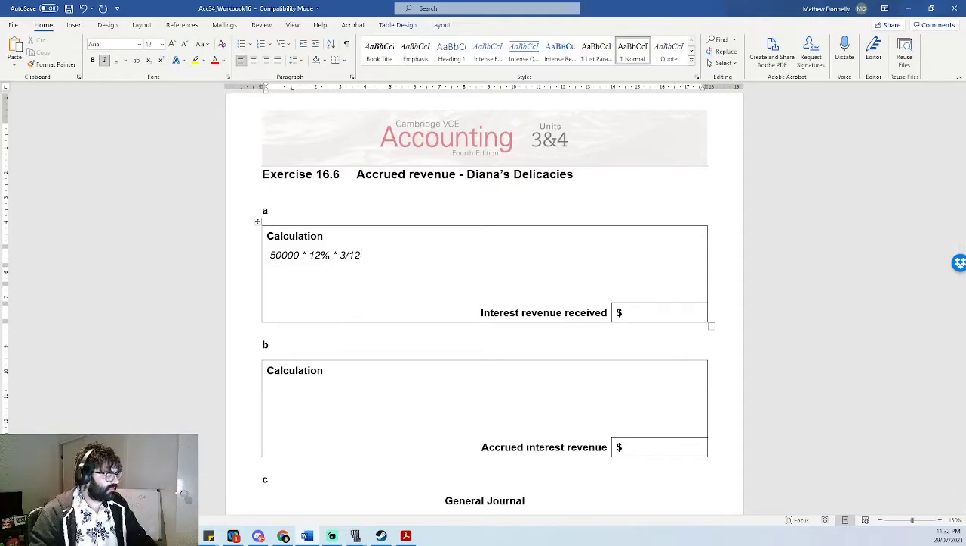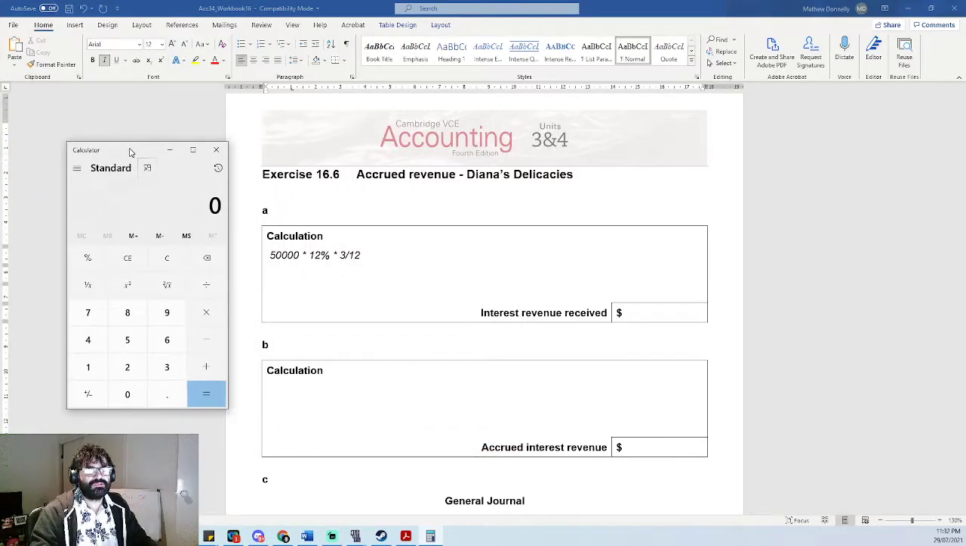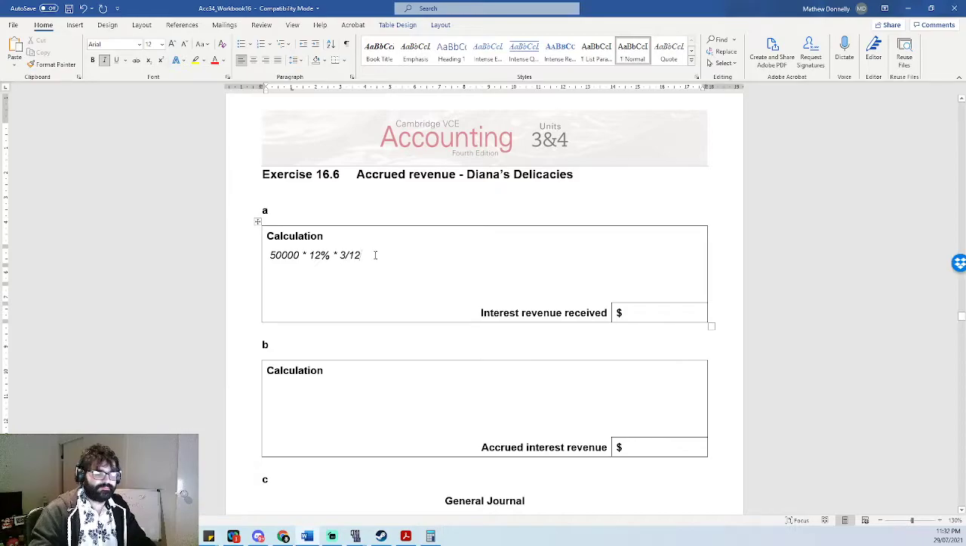So let's get the calculator up. That's going to be our next bit. I'm going to be using the calculator just to get these sums up. So 50,000 multiplied by 0.12, that's 6,000.